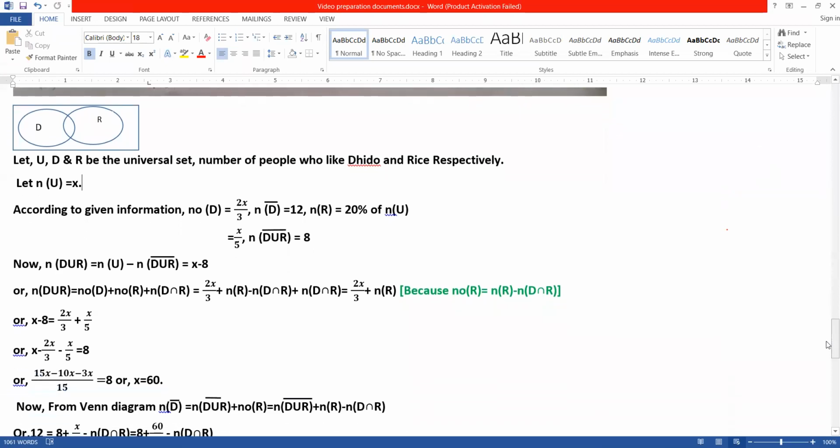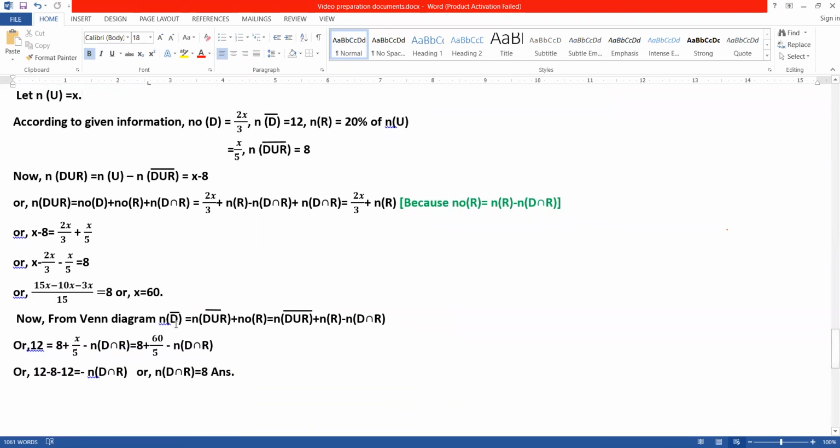So after this, we are taking the LCM between 3 and 5. The LCM is the product of the two numbers if they are different. So 3 times 5 is 15, 15x minus 5 times 2x, that is 10x, minus 3x equals 8 times 15. So 15x minus 10x minus 3x is 2x, so 2x by 15 equals 8, or x equals, finally we get, 60. Okay, now after this.